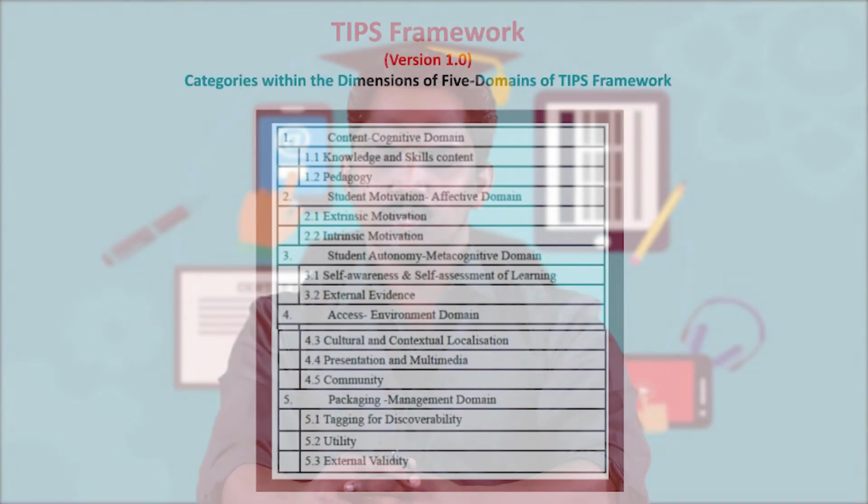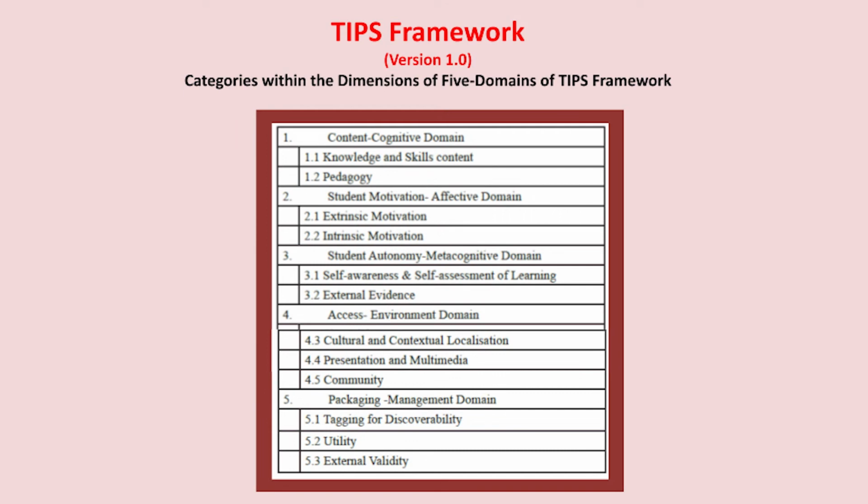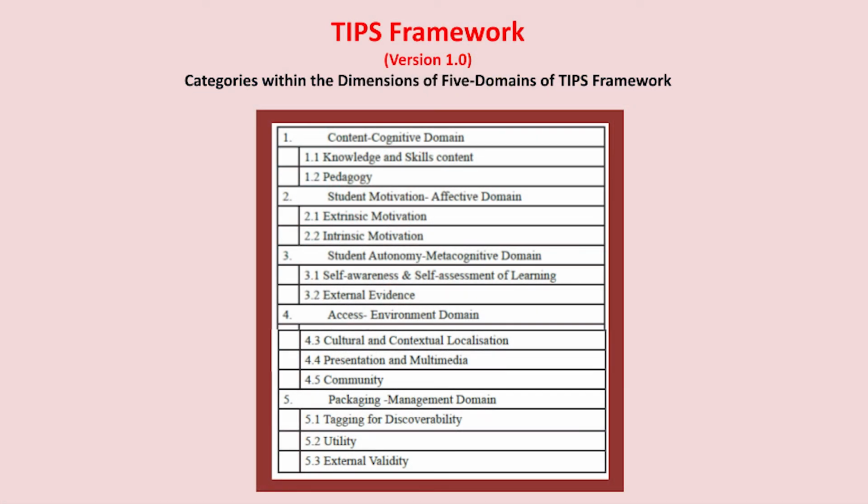We were saying TIPS stands for teaching, information, presentation, system and all. Now, in each of those points, they have made categories. And before making the categories, they have identified 5 major domains: content, which is the cognitive domain; student motivation, which is related to the affective domain; student autonomy, which is the metacognitive domain; access, the environment domain; then packaging, the management domain. So friends, they have 5 major domains, and for each domain they have given categories.